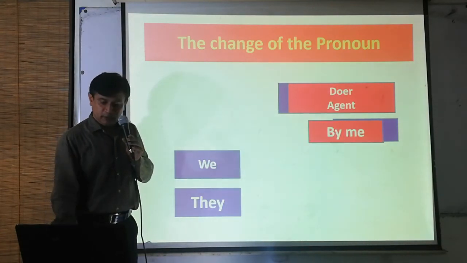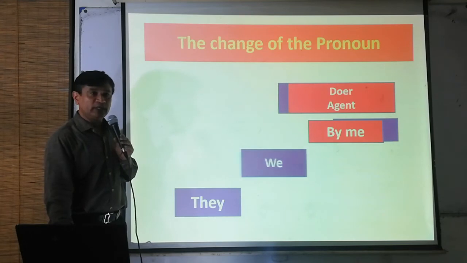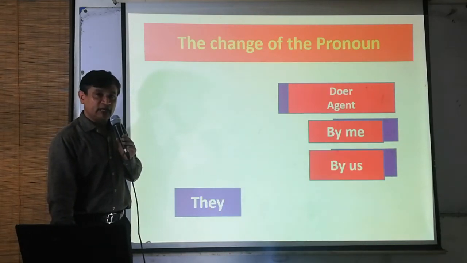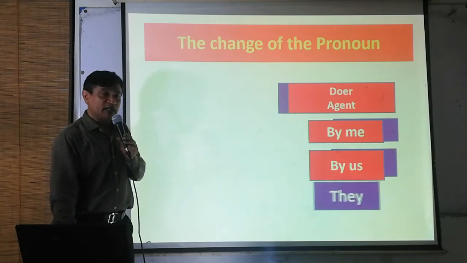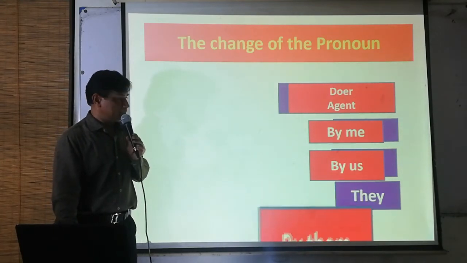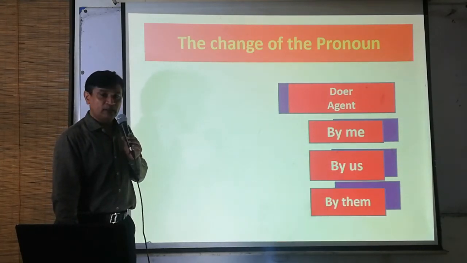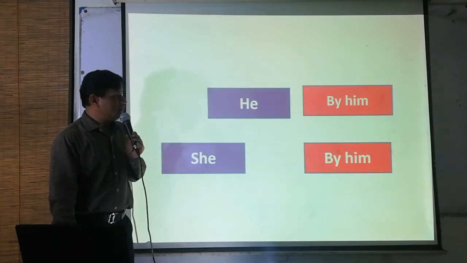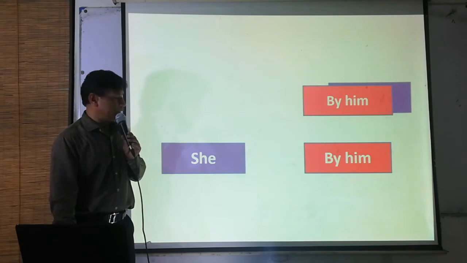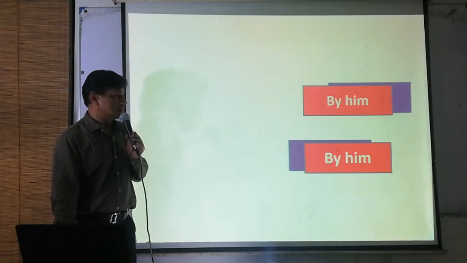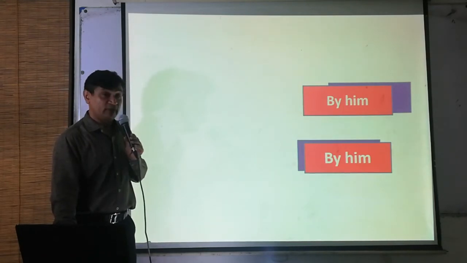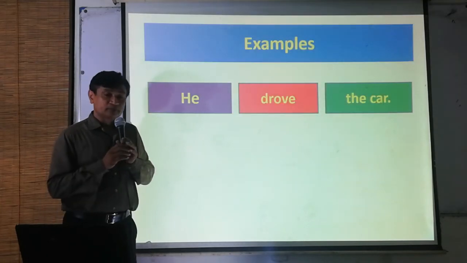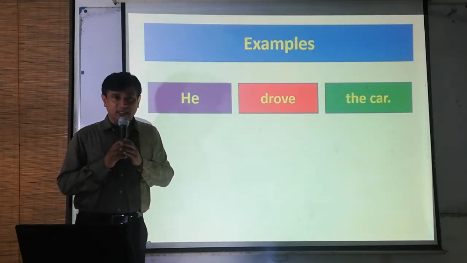I becomes by me. Then what will happen to we? Look. We becomes by us. They becomes by them. And next, he becomes by him and she becomes by her. We know that there is a mistake at the end. By her. Now let's see some more examples.